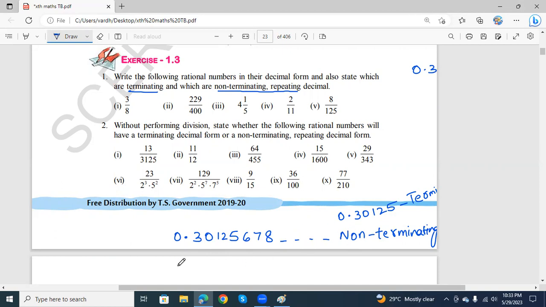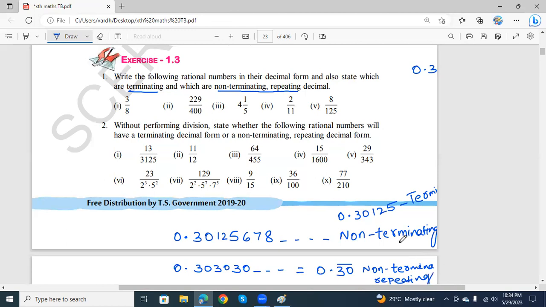If we write 0.303030 and so on, what happened? This is also non-terminating, but here in the decimal place value, 30 is continuously repeating. So we can write this as 0.30 with a bar over the 30. In the last year, ninth grade, you all learnt about this. This is called non-terminating repeating, or recurring, decimal.